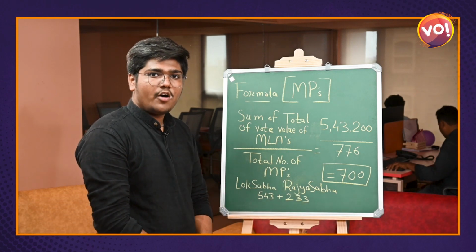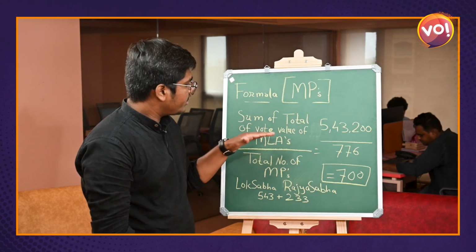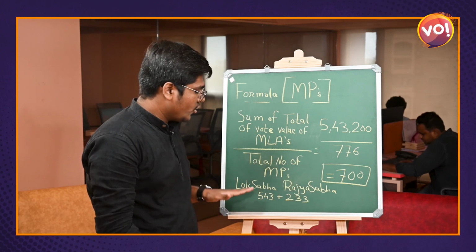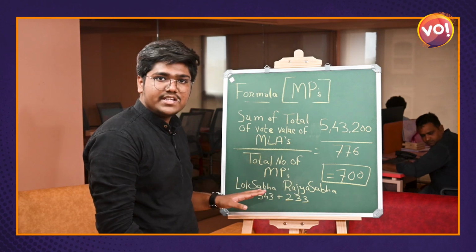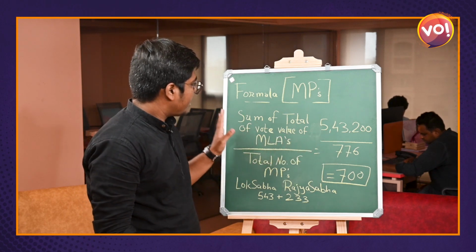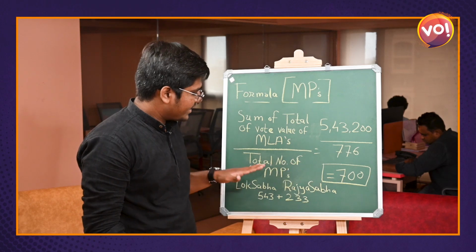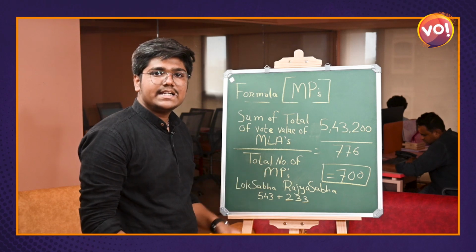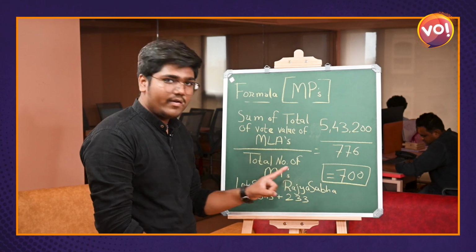Let us look at the formula of the MPs to get their value of vote. The sum total of vote value of MLAs divided by the total number of MPs, Lok Sabha and Rajya Sabha, 543 plus 233, which is 776. So 5,43,200, the sum total of vote value of MLAs, divided by 776, the total number of MPs of Lok Sabha and Rajya Sabha. So we will get 700. So the value of vote of all MPs is 700.